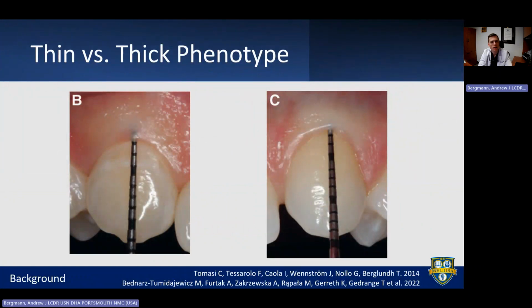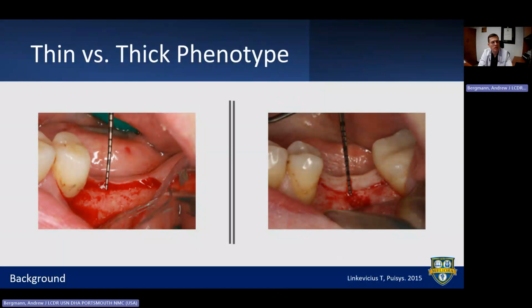If I may, I'd like to briefly review some background information. With dentate patients, we can either classify them as having a thick or a thin phenotype. As is with the image on the right, thick phenotypes often present with a flat soft tissue profile with larger amounts of attached gingiva, while thin phenotypes typically present as highly scalloped with minimal amounts of attached gingiva. And as we can see here, partially edentulous patients, as well as completely edentulous patients, can also present with thick and thin phenotypes.